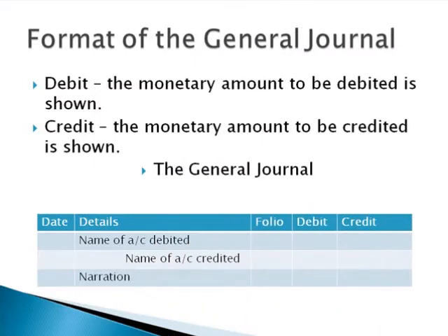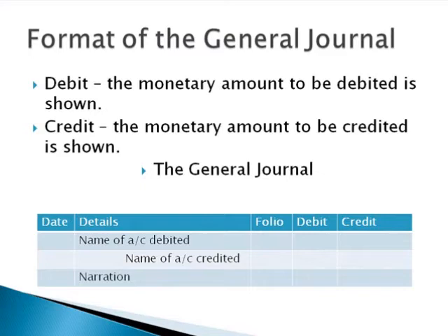Here's the format of the general journal. Debit, the monetary amount to be debited is shown. Credit, the monetary amount to be credited is shown also. Alright, so here you have it. In the top row, the name of the account to be debited is written, and the amount to be placed on the debit side of the general journal. So this is the format of the general journal.